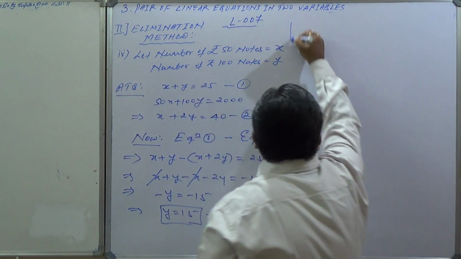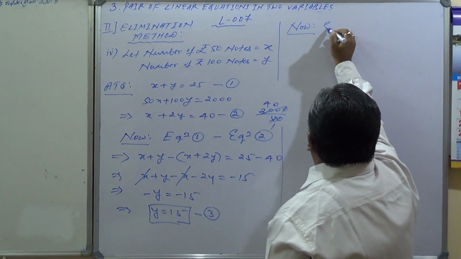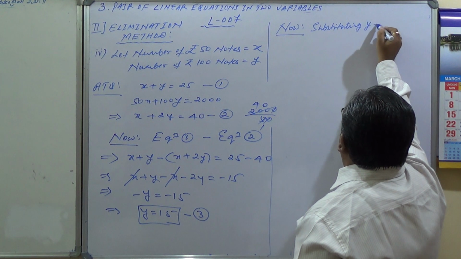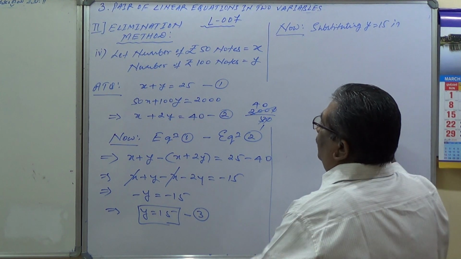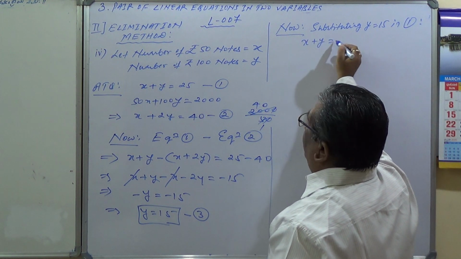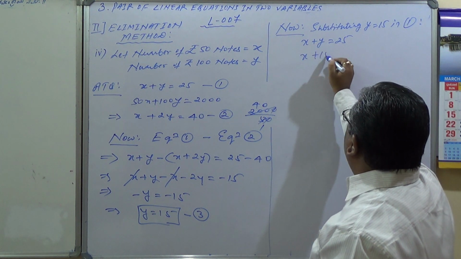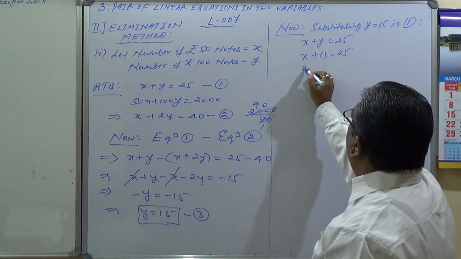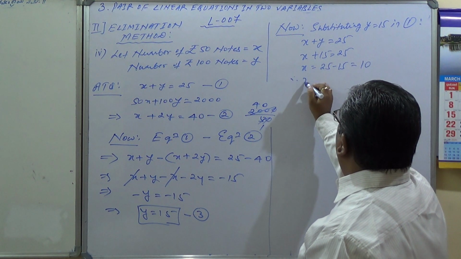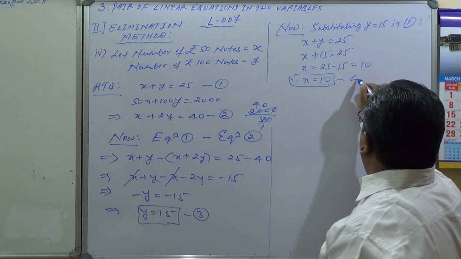Now substituting y equals 15 in which equation? First equation. We get x plus y equals 25, x plus 15 equals 25, x is equal to 25 minus 15, which is equal to 10. Therefore, x is equal to 10. Take this as third here, fourth here.